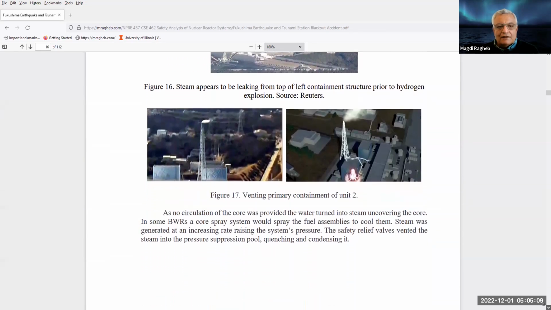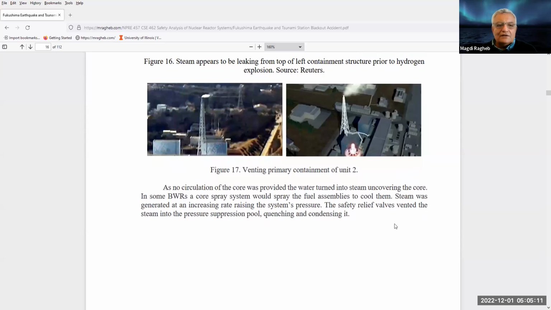Another flaw in the design was that those stacks or chimneys were meant to release the hydrogen in case of an accident, but they were somehow connected from one reactor unit to the other. So they had only 2 stacks instead of 4, for the 4 units that were involved in the accident.